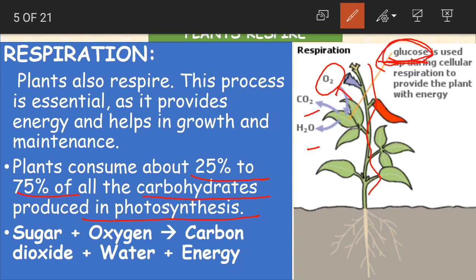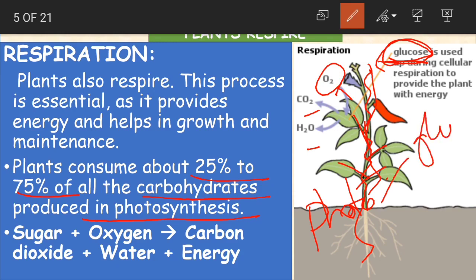This glucose is going to break down, and with the help of oxygen, it is going to supply the energy to all the parts of the plant. Clear, children? So when photosynthesis is happening, what is resulting? We are getting glucose, and we are getting O2, that is oxygen.